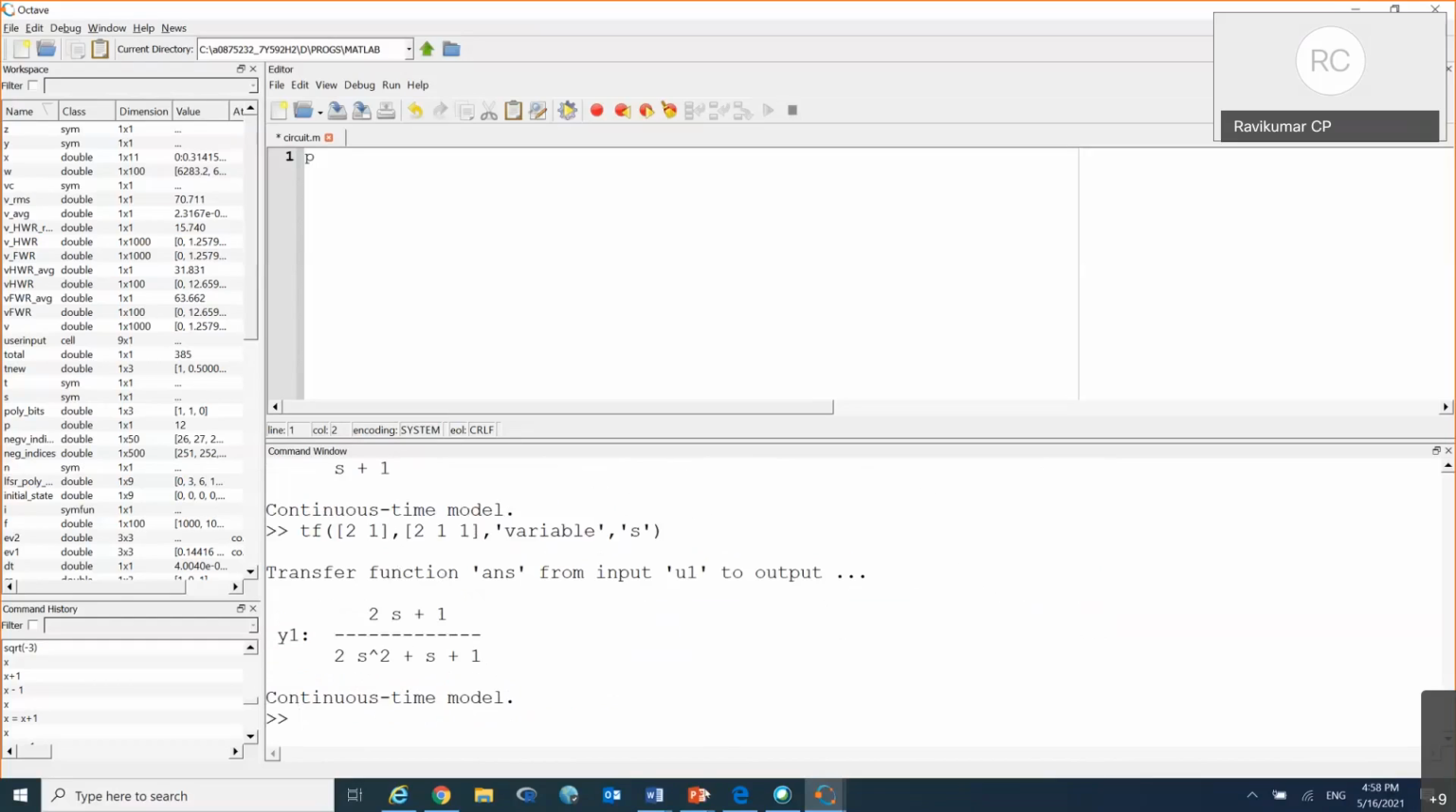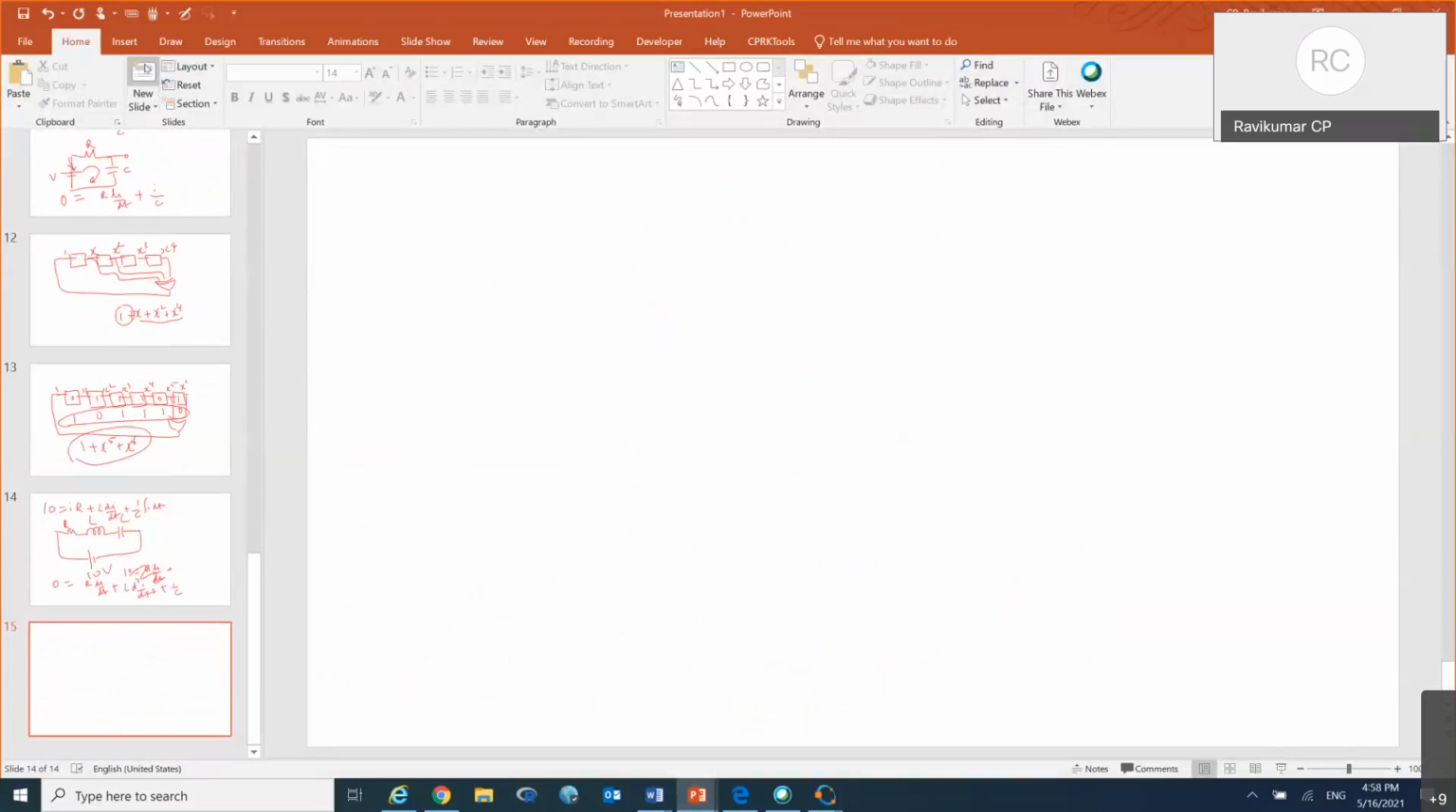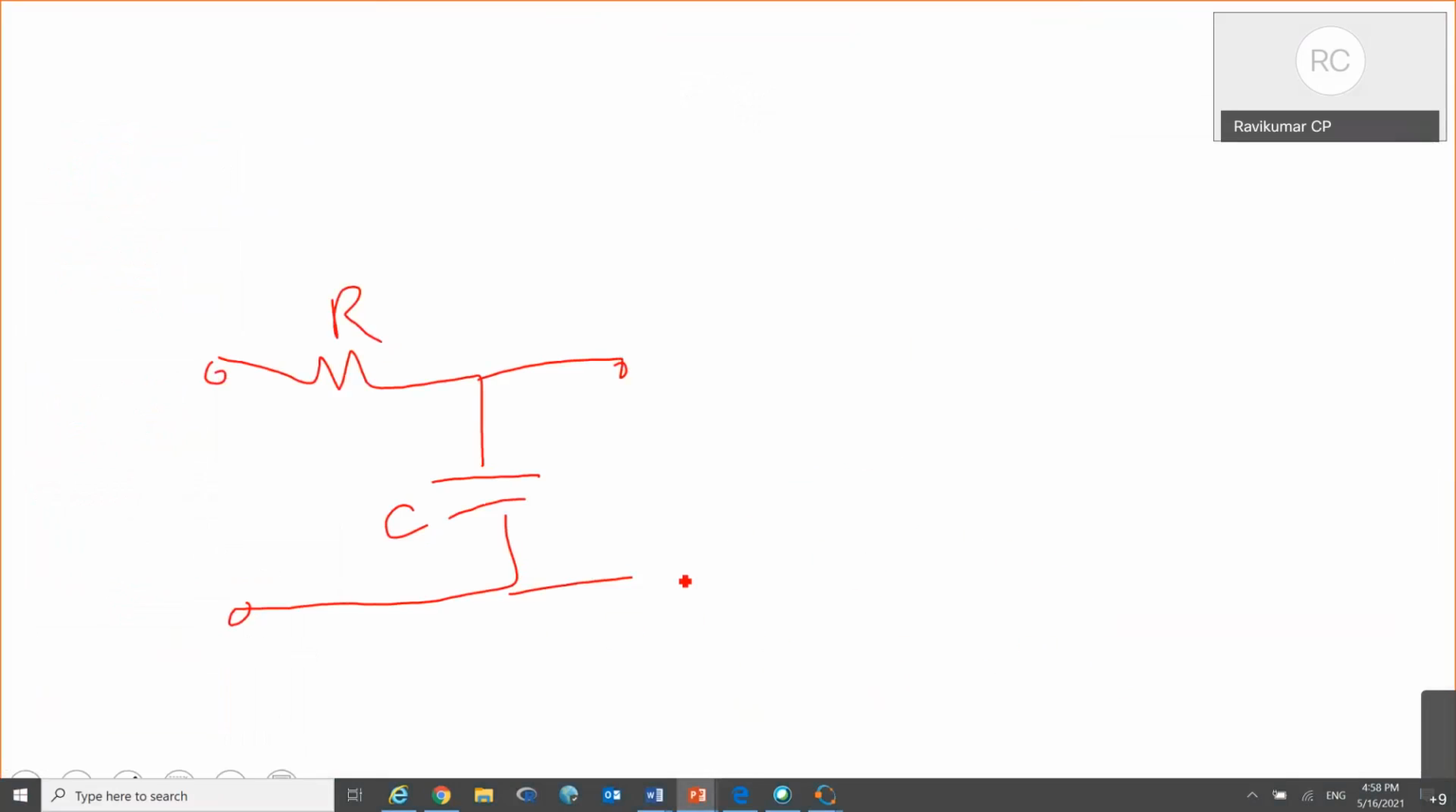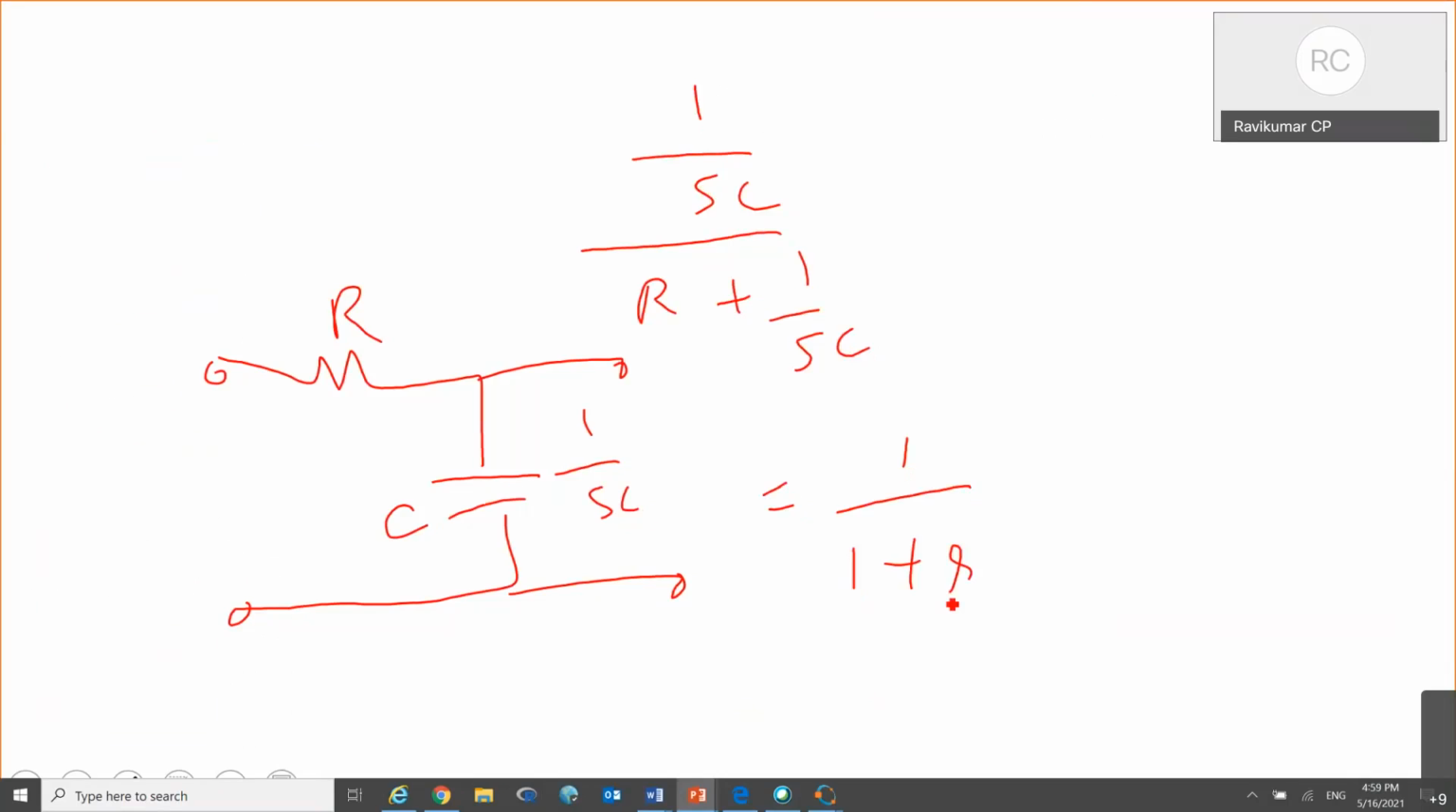So let us take an example. Maybe we'll do a very simple example. So what is the transfer function here? See, this is 1 over SC. So 1 over SC divided by R plus 1 over SC. So that is equal to 1 divided by 1 plus SCR. So it's a very straightforward example.